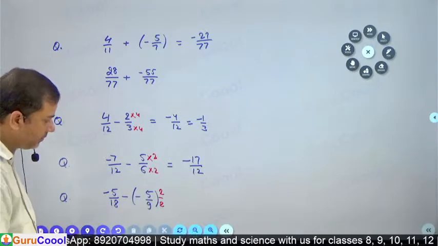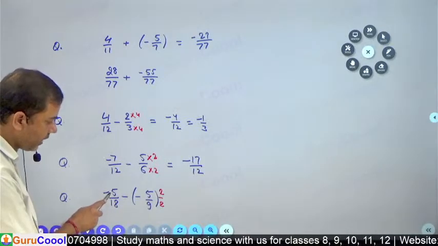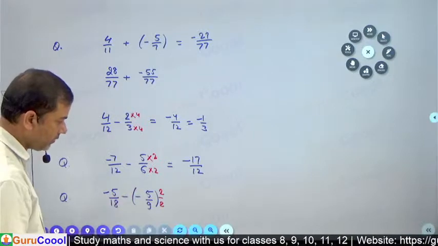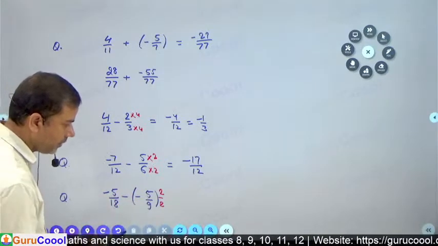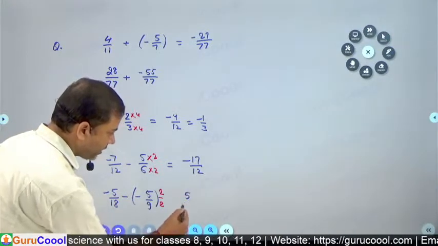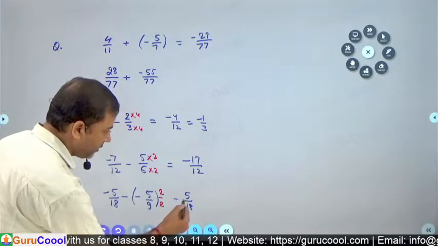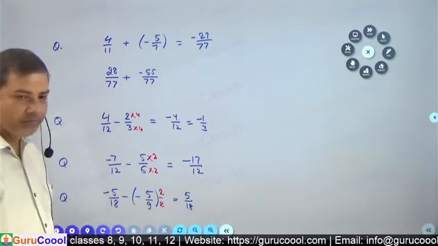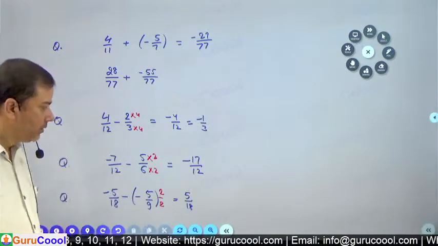Right, David? Yes, sir. Minus 5 plus 10. And the 10 minus 5 is plus 5. So 5 will come in the numerator and 18 in the denominator. Correct? Yes, sir. Done.